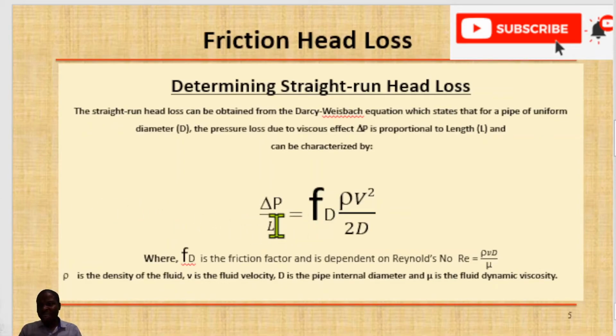So with this friction factor, you come back to the Darcy-Weisbach equation. You put the friction factor FD. You already know the density of the fluid, you have your fluid velocity, you have your pipe internal diameter, right? And then you have your pipe length. All right? So that you can obtain your pressure loss, which in this case is going to be your straight run head loss.